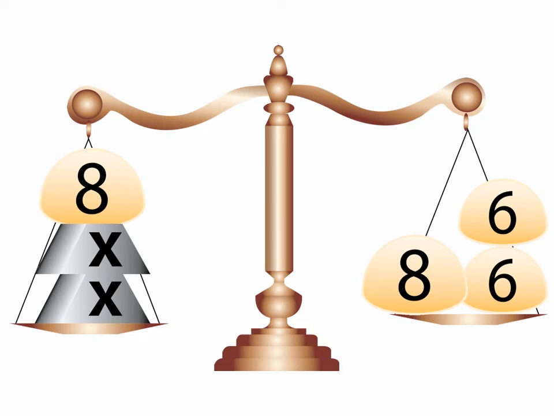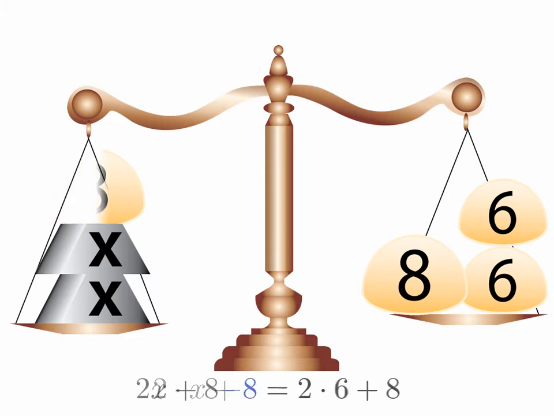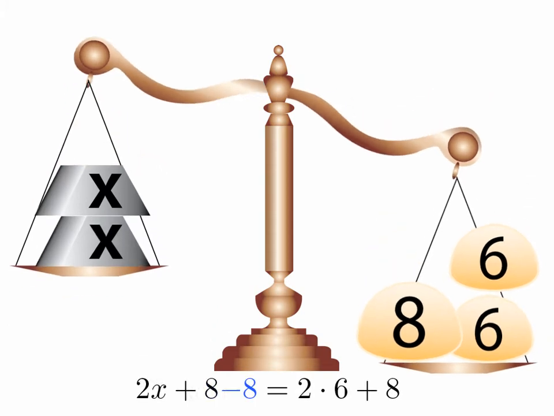And you can see we have 2 x's and 8, and we have an 8 and 2 6's. So we simplify the equation a little bit. So it's 2 times x plus 8 is equal to 2 times 6 plus 8. And then now the first thing we want to do is we want to remove 8 from one side. That makes the equation unbalanced, right? So we have to do it to the second side of the equation.